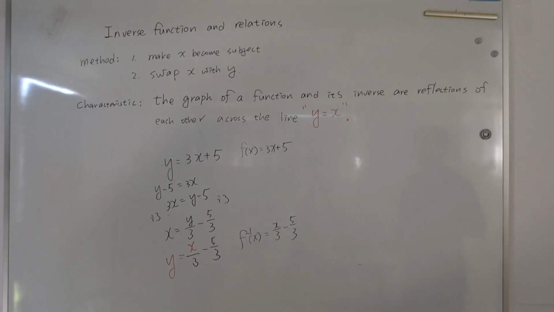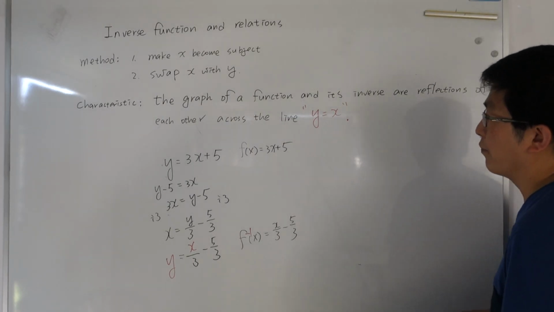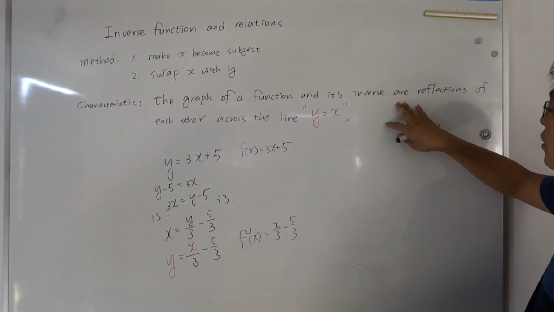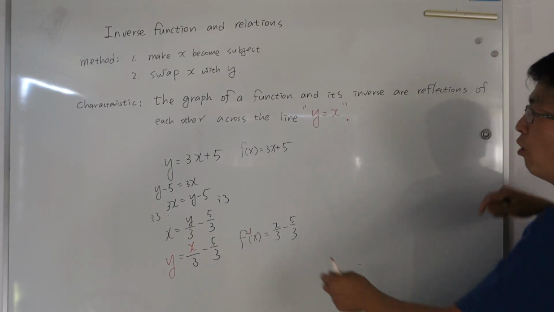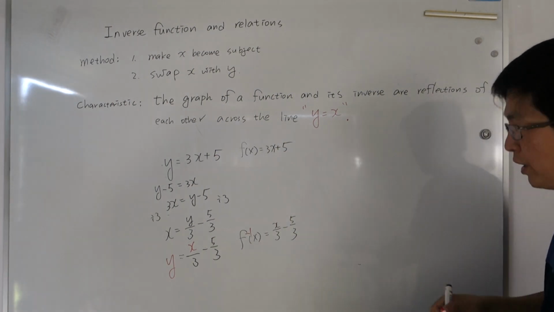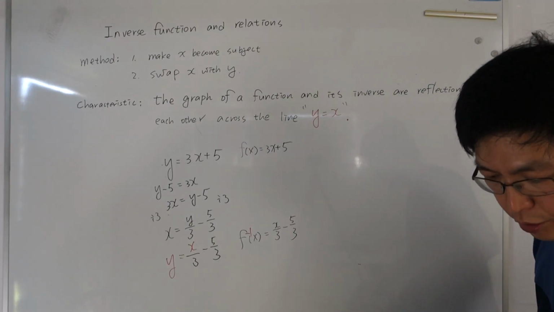Okay? And now we talk about the most important characteristic of the inverse function. The graph of a function and its inverse function are reflections of each other across the line y equal to x. So what does it mean? We can try to draw this graph. How do we draw y equal to 3x plus 5?